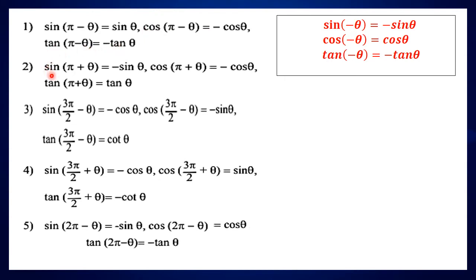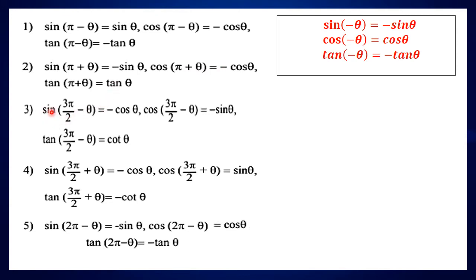Now the second result, sin pi plus theta is minus sin theta, cos pi plus theta is minus cos theta, and tan pi plus theta is positive tan theta. Here again the same function will come, but the sign changes according to the quadrant in which the given angle lies. Here it is 2 into pi by 2, so an even multiple of pi by 2 is coming. So the same functions but with a negative sign for sin and cos, because pi plus theta lies in the third quadrant where sin theta and cos theta are negative but tan theta is positive.